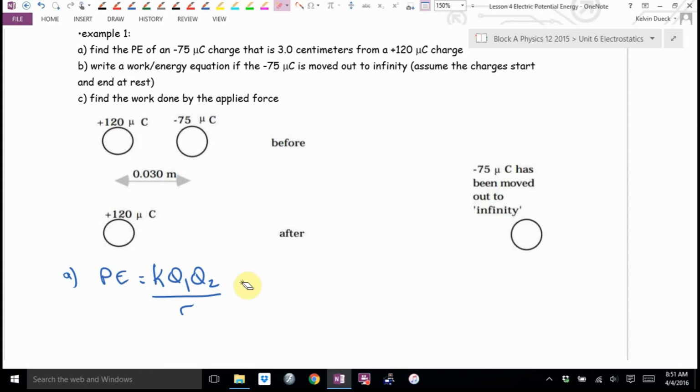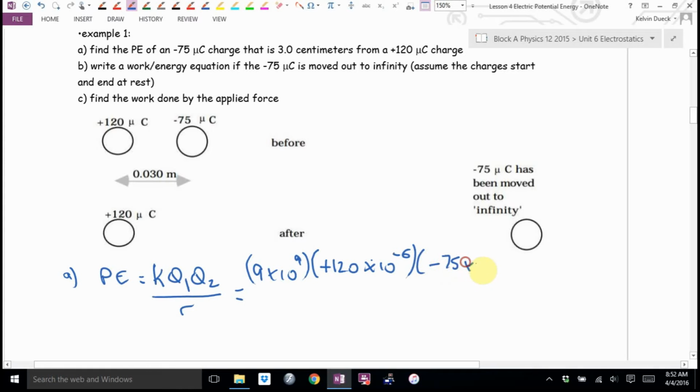Okay? It's going to be K, 9 times 10 to the 9th. Q1, positive 120 times 10 to the negative 6. It is microcoulombs. Again, whenever I see micro, I replace it with 10 to the negative 6. Q2, negative 75 times 10 to the negative 6. By the way, I put the plus in front of the 120 in our notes just so that you know. You do not have to put a plus in front of a positive number. I'll know it's positive, but just this once I will. All over R. What's R?